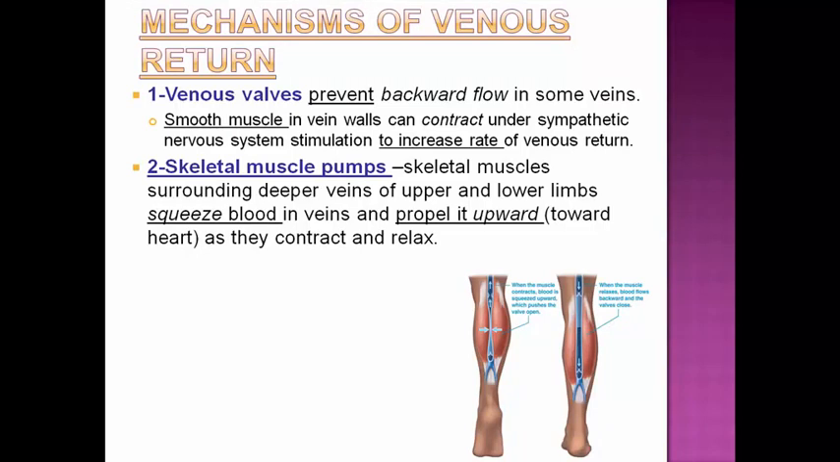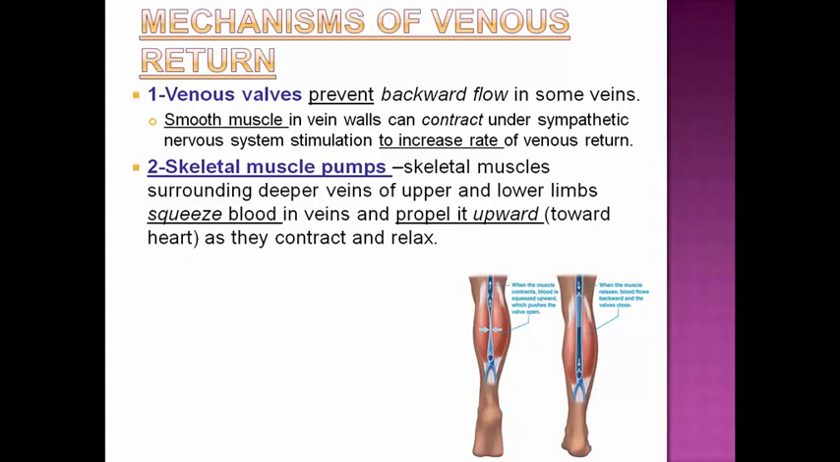The first thing we mentioned were the venous valves, more predominant in the lower extremities, especially the lower portions of the legs. They're designed just like the valves in the heart to prevent backward flow of blood. The smooth muscle in the walls of the veins can contract under sympathetic nervous system innervation, and that would increase the rate of venous return by allowing the valves to function more effectively.